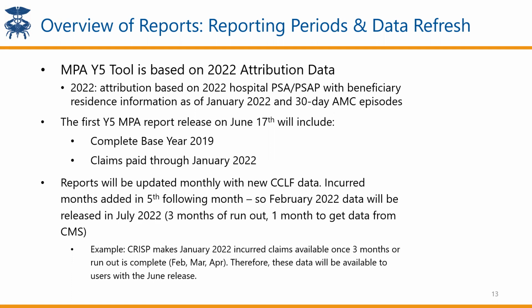So brief summary, 3 months of run out are required for us to add data to these reports. And they follow that cadence of what we have set now. So January claims are available now, and February will be available next month, and so on.